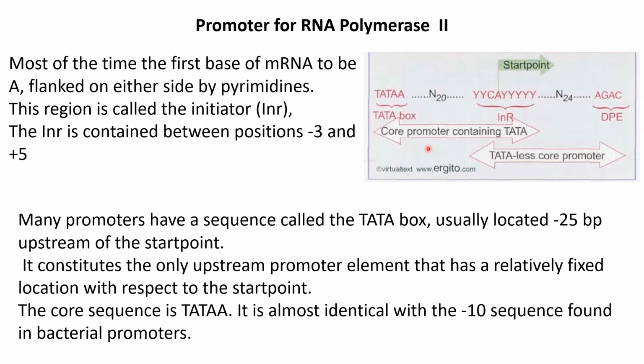Now most of the time the first base of the mRNA is adenine, which is flanked on either side by a pyrimidine, and this region is known as the initiator. It is denoted by INR, and it is present at the position of -3 to +5.